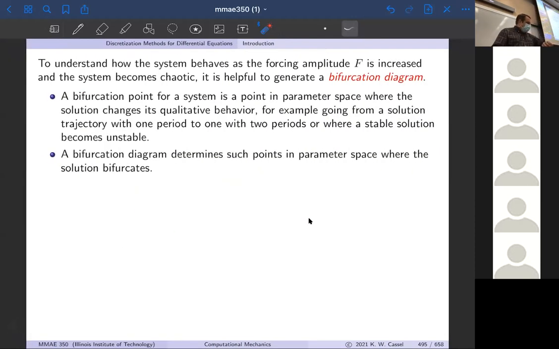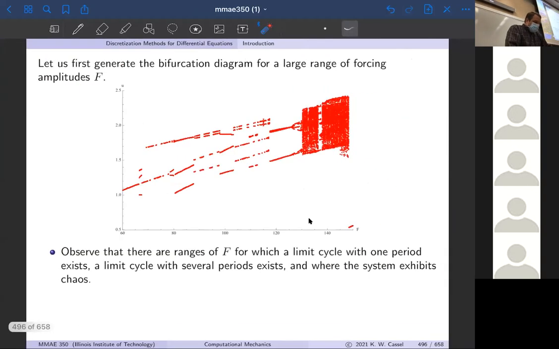Now there's another type of diagram, which I'll walk us quickly through. It's called a bifurcation diagram. A bifurcation in a system is values of the parameters for which the system goes through some qualitative change. It might go from one period to two periods. That would be a bifurcation. It might go from stable to unstable. That would be a bifurcation. It might go from a finite number of periods to an infinite number of periods. That would be a bifurcation. So a bifurcation diagram shows how the solution is changing with, in this case, the parameter F.